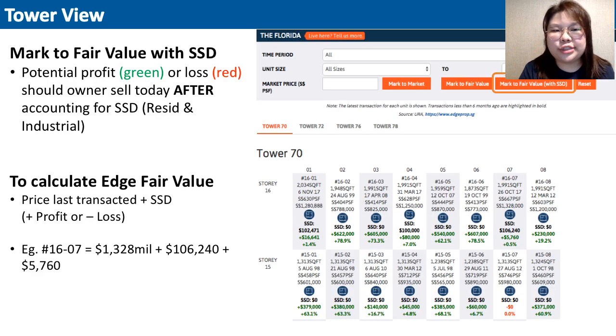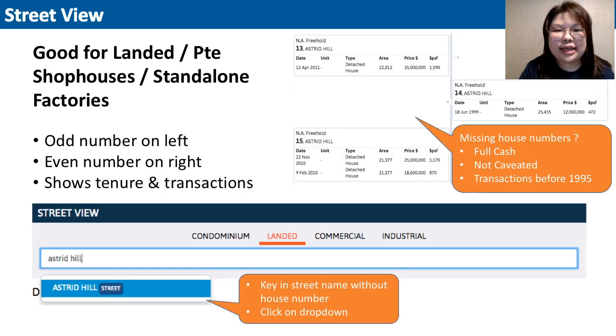Okay, so just now I had a question on the calculation. So this is marked to fair value with SSD. What you need to do is to take the price that was last transacted plus the SSD, and then if it says profit, you add, if it says loss, you minus. Just a gentle reminder, this is a desktop valuation, so of course there will be some plus and minus here and there. Just use it as a guide.